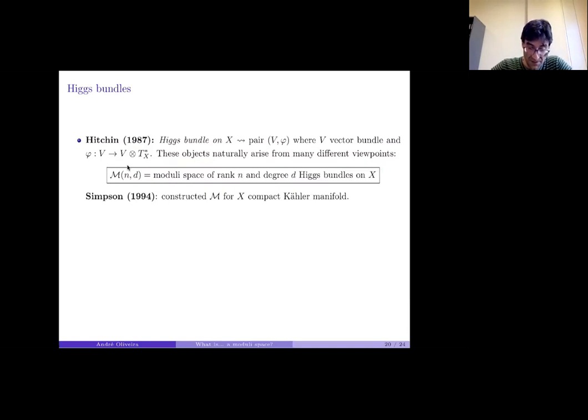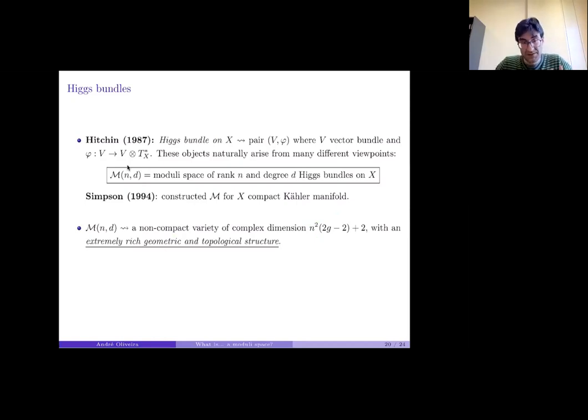So these were on a Riemann surface, they were considered by Hitchin in '87, and then Simpson in '94 constructed them for higher dimensional manifolds, complex manifolds. But let's stick with the case of Riemann surfaces. So this is a non-compact variety of dimension twice that of the moduli space of vector bundles.